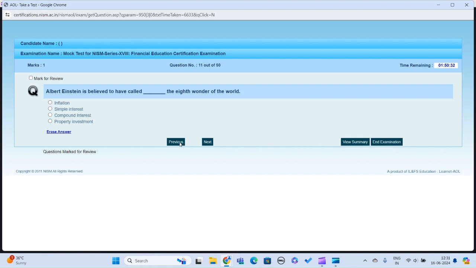Albert Einstein is believed to have called compound interest... So interest is the accumulation of corpus.